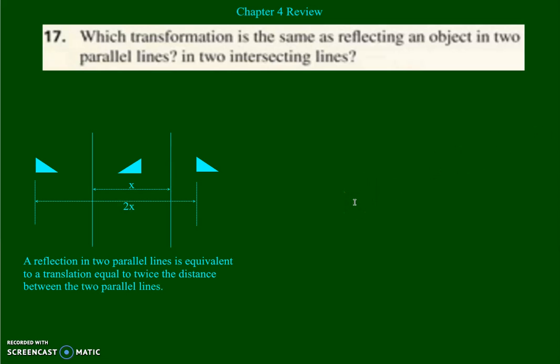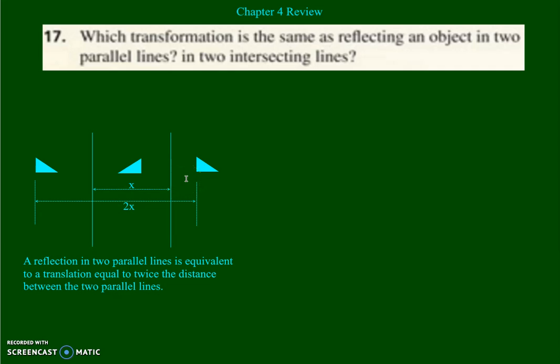a reflection in two parallel lines is equivalent to a translation equal to twice the distance between the two parallel lines. In other words, if the distance between the two parallel lines is x, then each point in the preimage is going to be translated 2 times that distance, so 2x. So this point would go over to this point, the distance twice this distance. And the same thing with the other points in the preimage.